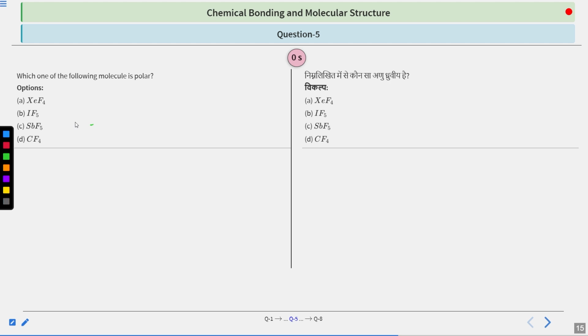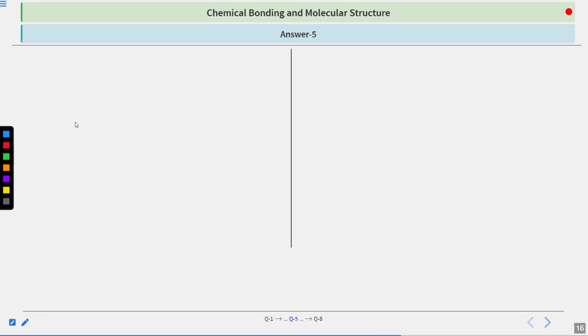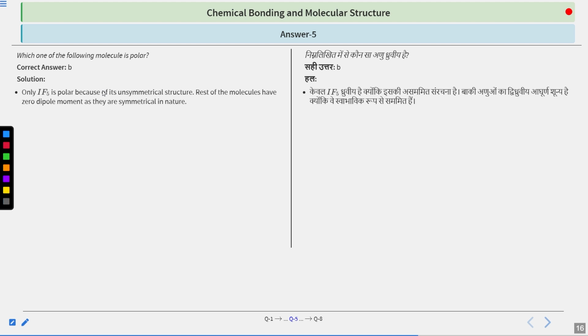Now let us see the solution. We have to see which one of the following molecules is polar. Your correct answer will be B. And why is it B? Because IF5 is polar because it is unsymmetrical. And how is it unsymmetrical?